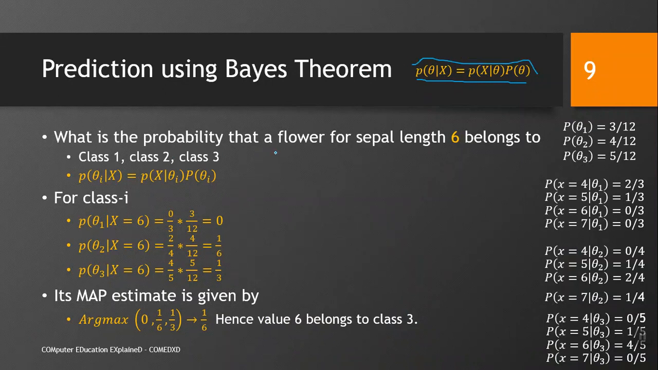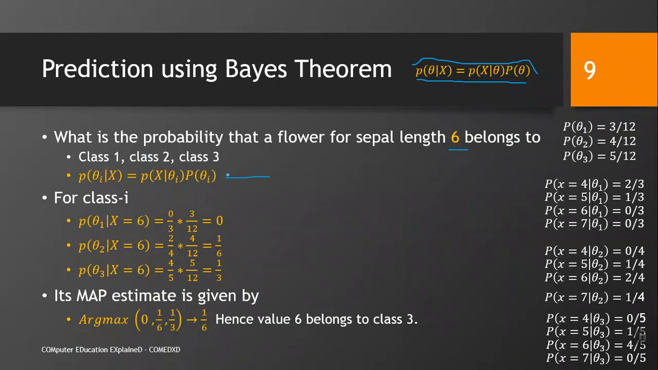What is the probability that a flower with sepal length 6 belongs to class 1, class 2, class 3? Now, we have just got another flower. We have worked out with the data set and we have calculated all the statistics. Now, someone has given us a new flower which has the sepal length as 6, and we want to classify it among all these 3 classes where it should be placed. So, we have 3 classes, class 1, class 2, class 3.